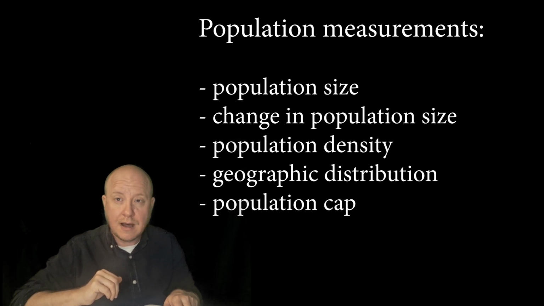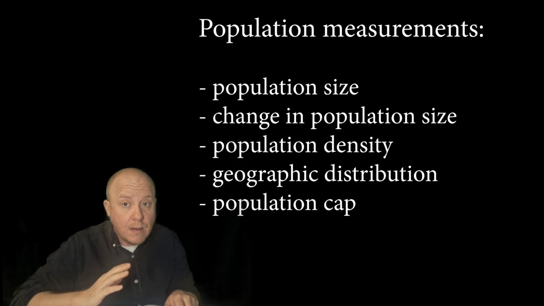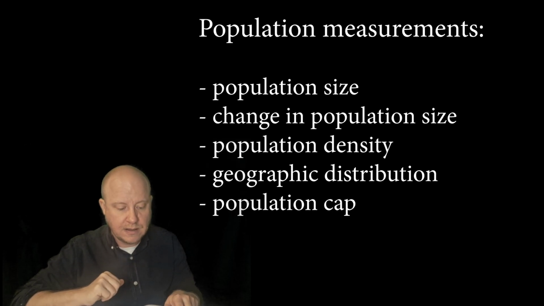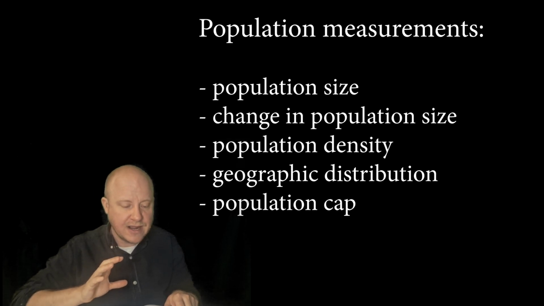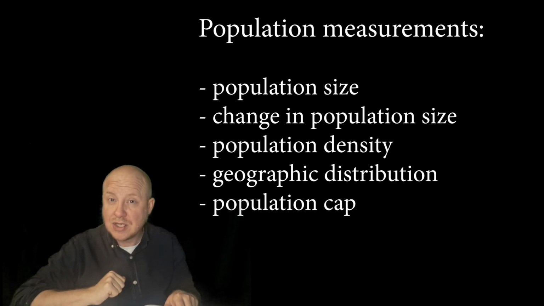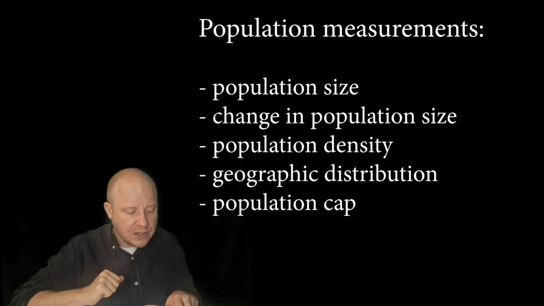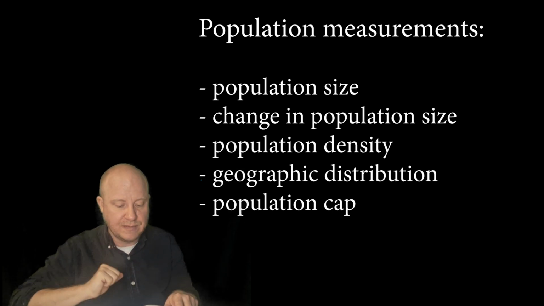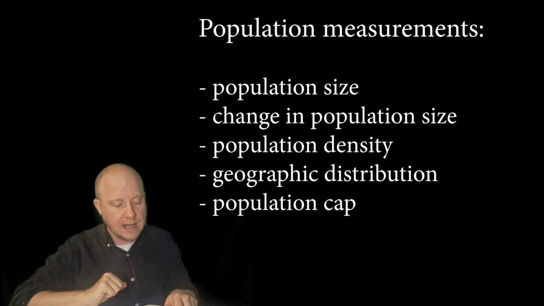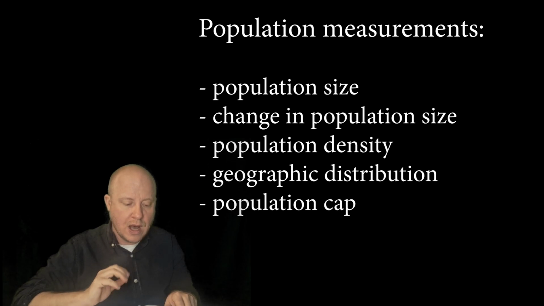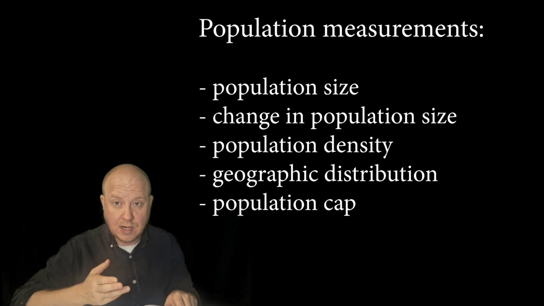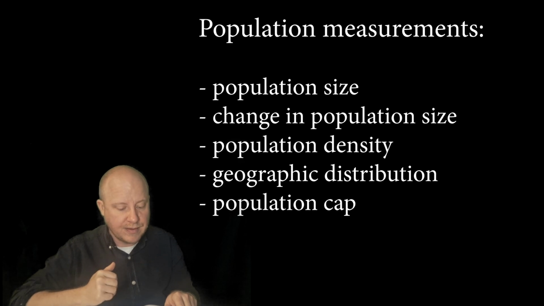When studying ecology, we can measure many things about a population. The most obvious is population size, which is the number of individuals. But populations are not fixed. They are dynamic. The size changes. So we can also measure the change in population over time, which could go up or down as a result of factors such as immigration and death.